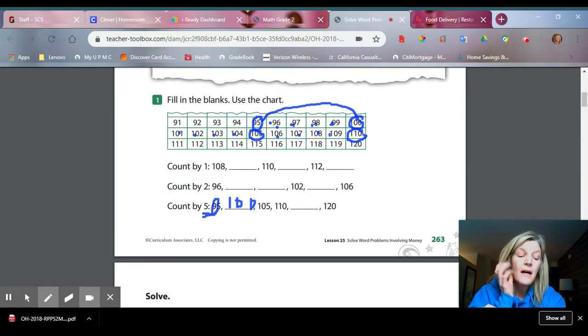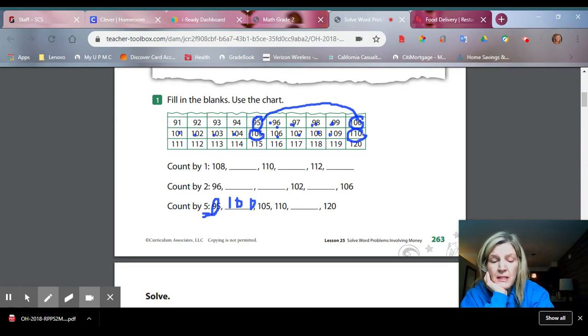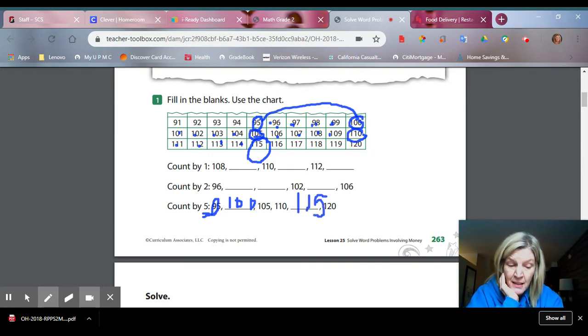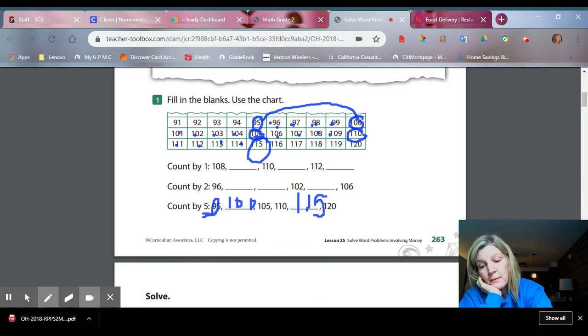What's next when you count by fives? What comes after 110? 110 and 5 more. Skip 1, 2, 3, 4, and the fifth number is, I hope you wrote in, 115. And that is a quick review of skip counting to get you ready to solve problems with money.